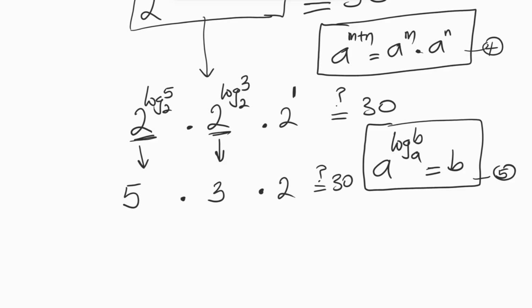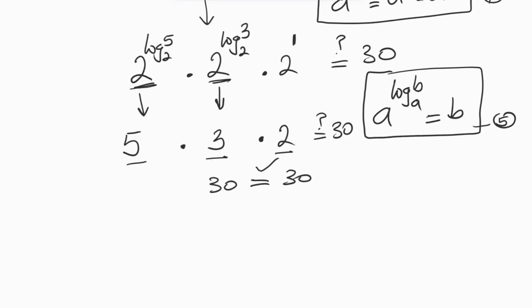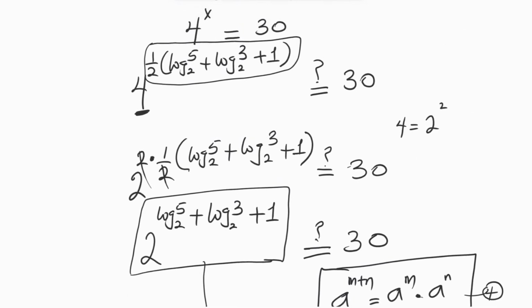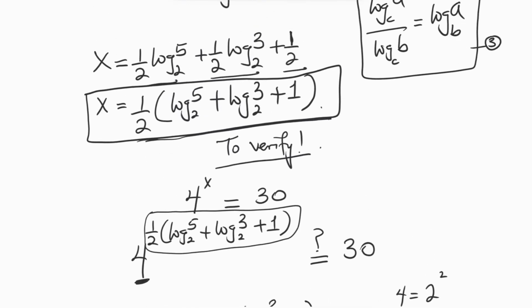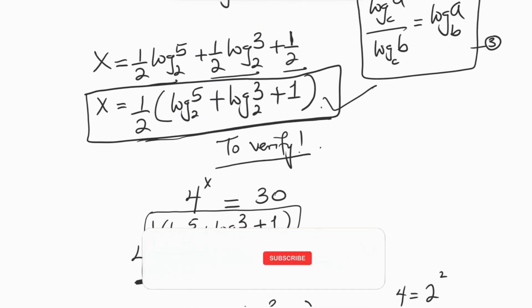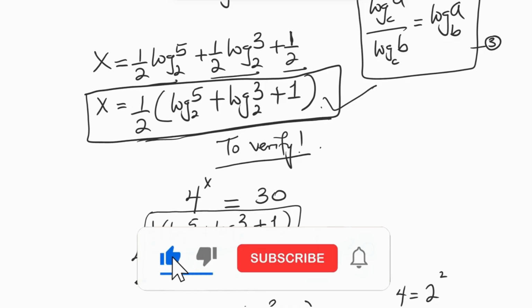We're still trying to see if all of that is going to multiply to for us to achieve 30. Now, 5 times 3 is 15. 15 times 2 is 30. And we can see that our left-hand side is equal to our right-hand side. Therefore, our value of x, which is half into log 5 base 2 plus log 3 base 2 plus 1, is the correct answer.